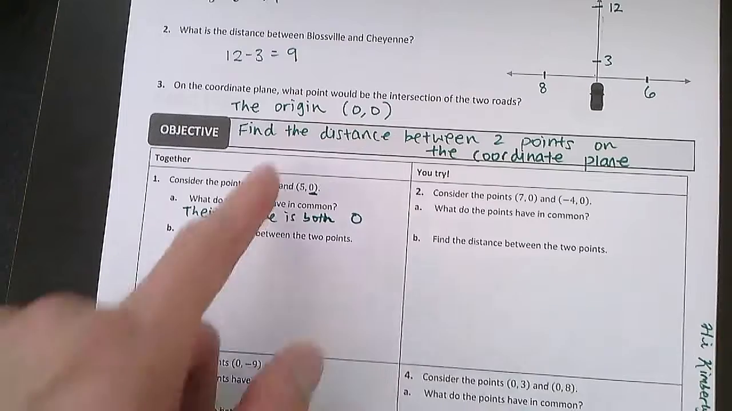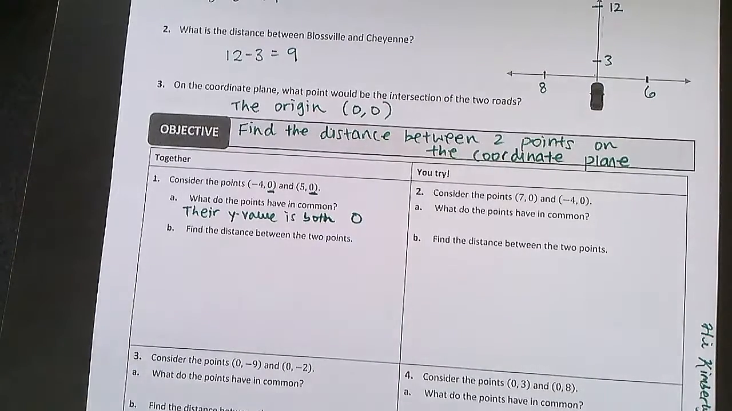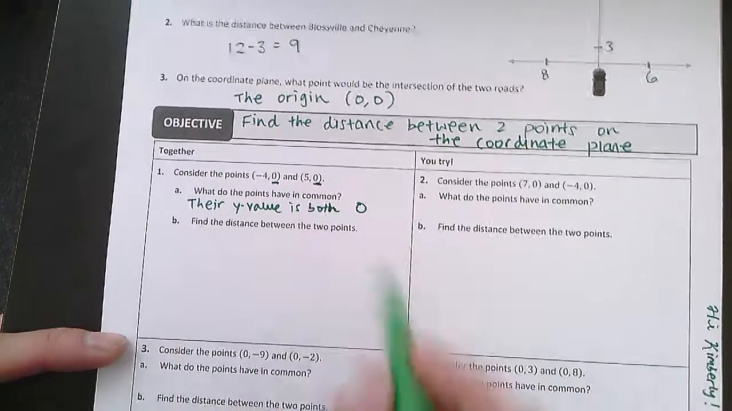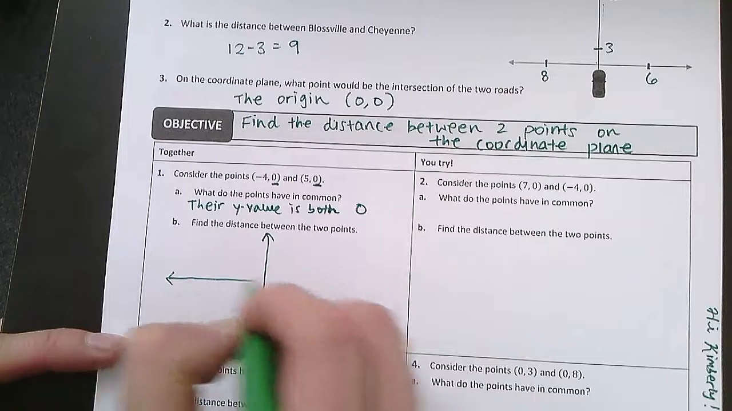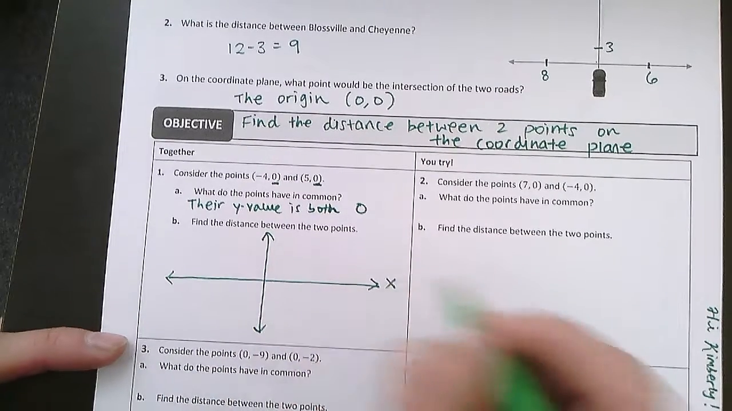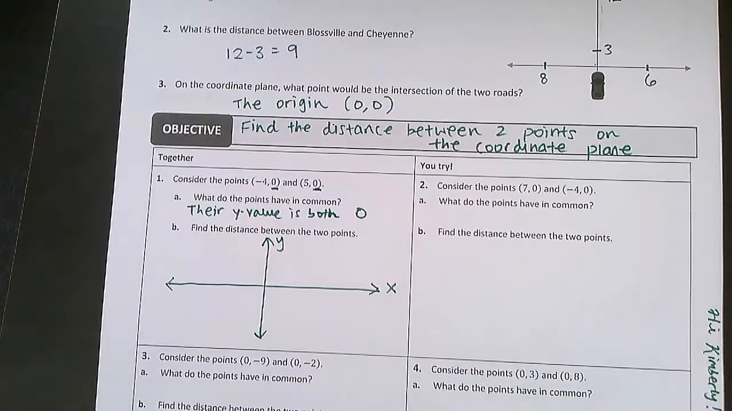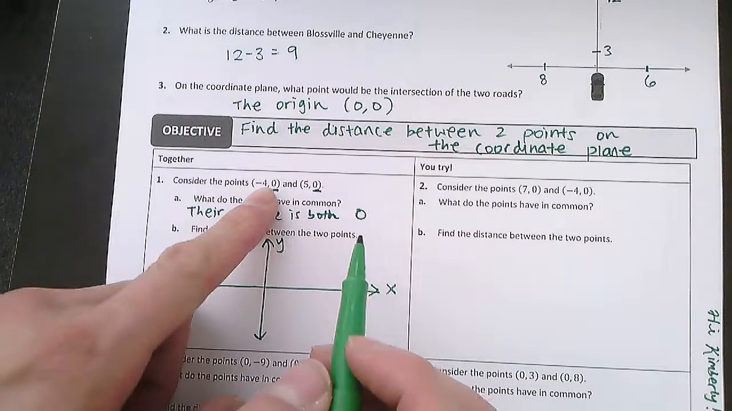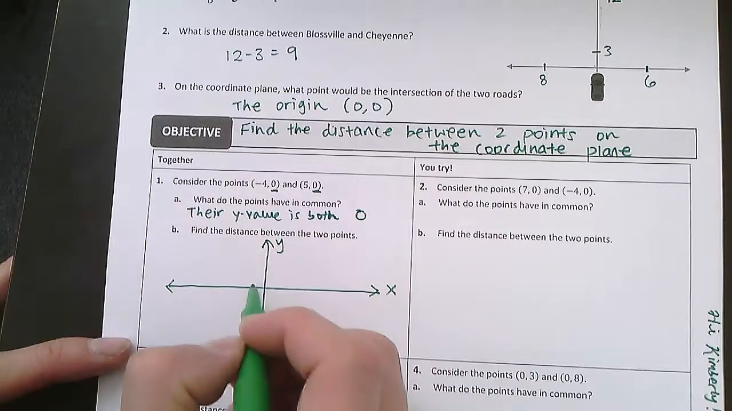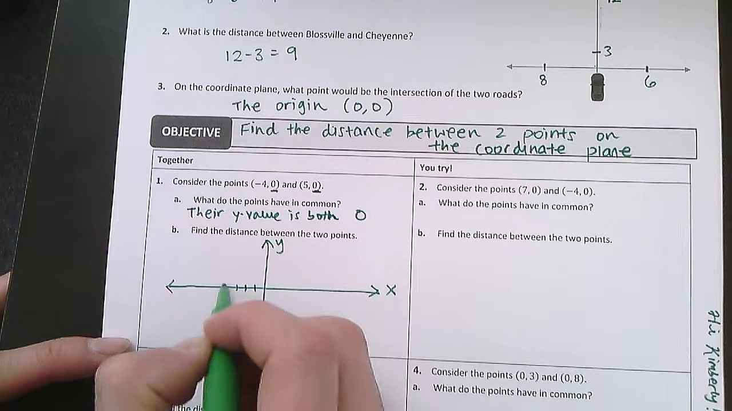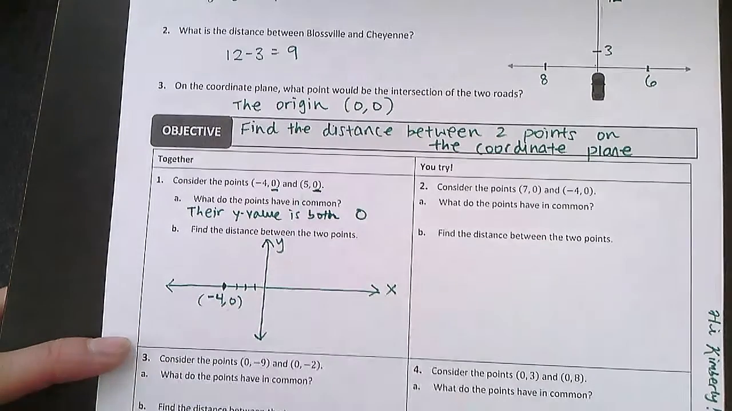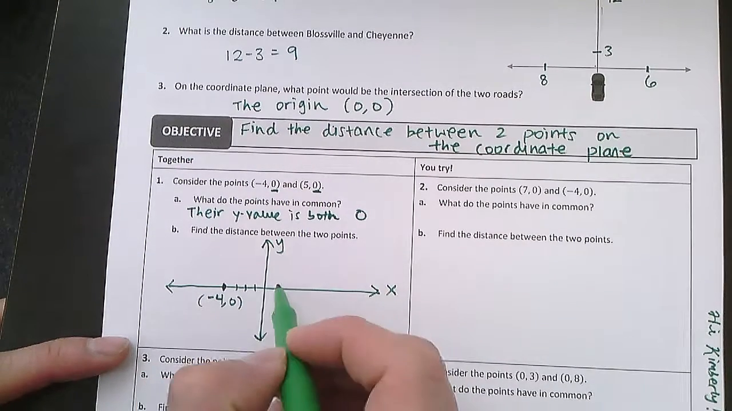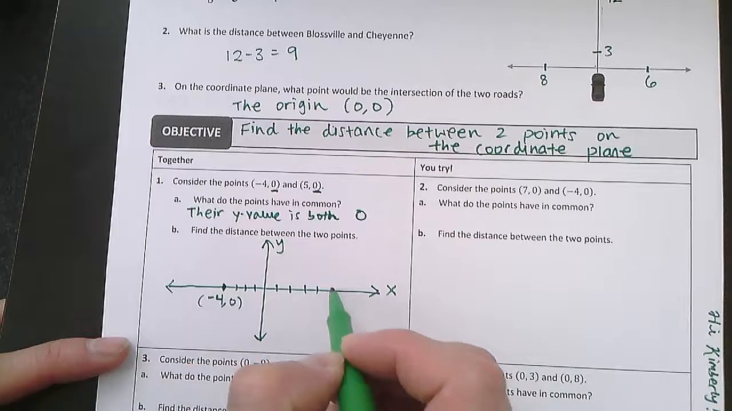And to find the distance between the 2 points, I think it's always helpful to sketch out a coordinate plane. So let's do that here. Remember, x is here, y is there. And first, -4, 0. So the x value is -4. 1, 2, 3, 4. And here, 5, 0, the x value is positive 5, so it's going to go this way. 1, 2, 3, 4, 5.